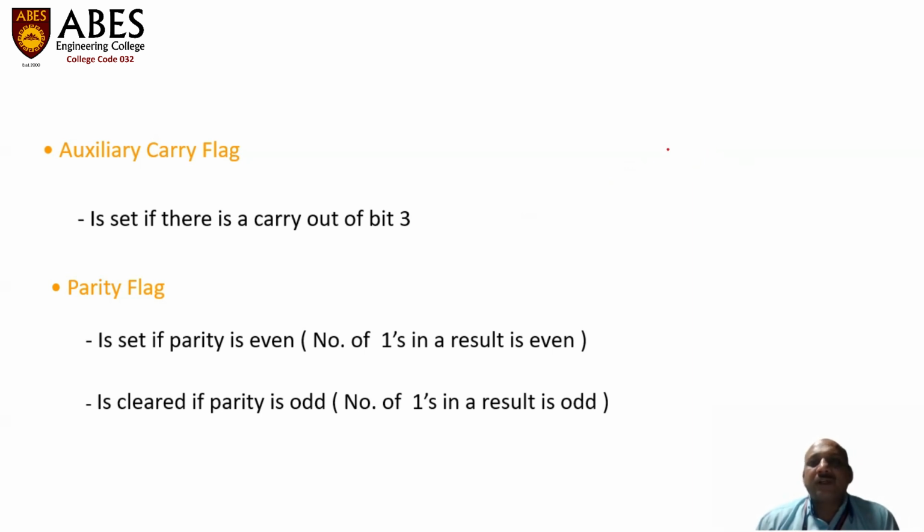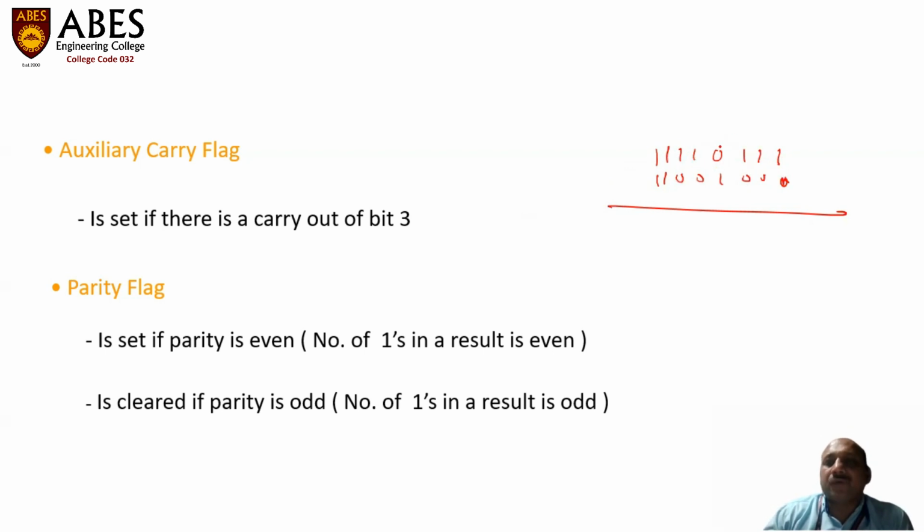How can it help? For example, if we have a number like this, and if there is a carry from the D3 bit to the D4 bit, then the auxiliary carry flag is said to be 1. So whenever we do any operation and there is a carry from D3 to D4, the auxiliary carry flag will be set. This auxiliary flag is used in decimal addition.